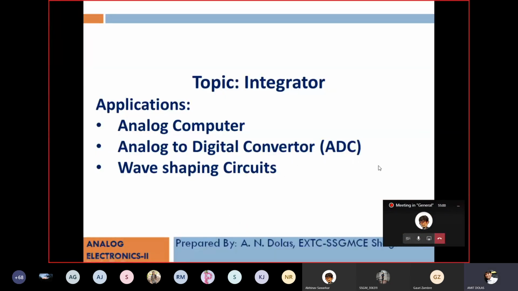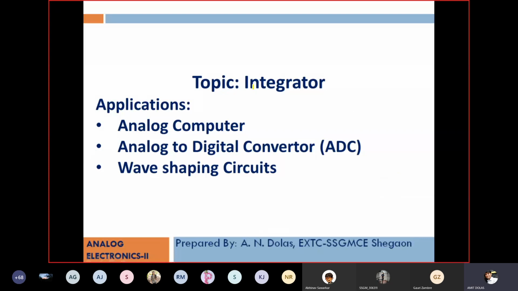Okay, the topic is an integrator using operational amplifier. You know what an integrator is? Integrator is again a mathematical operation. Here we are going to design such a circuit where the output will be the integration of the input with a certain time constant. Applications of the integrator in electronics is the analog computer, which is not there nowadays, but previously it was there. So in the analog computer, we use the integrator.